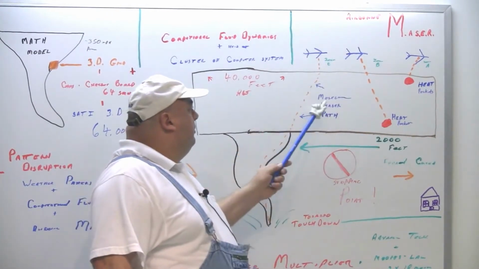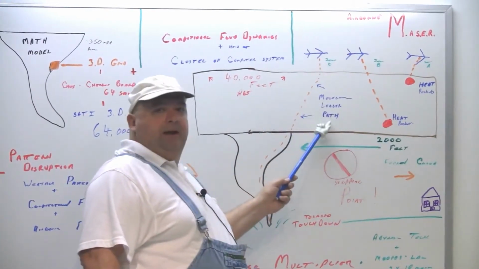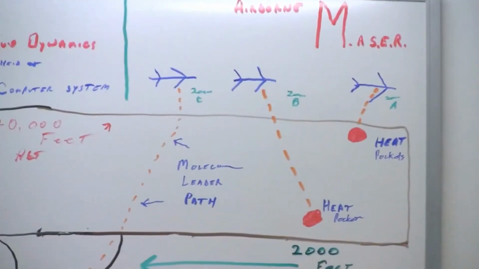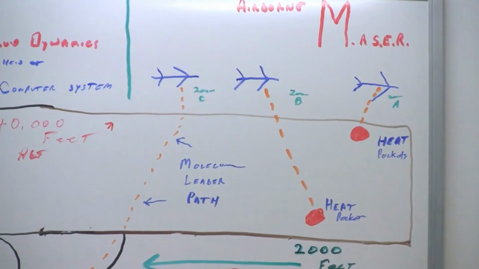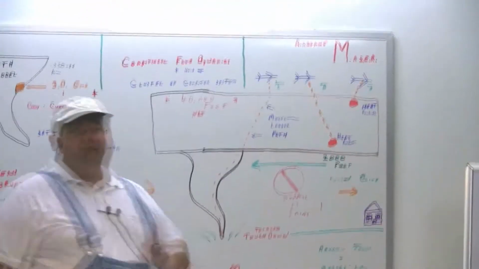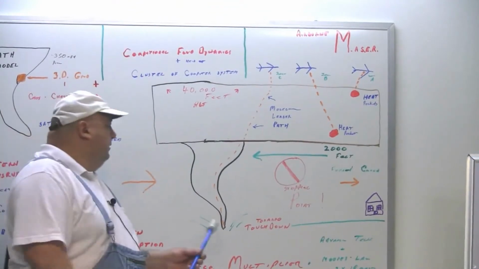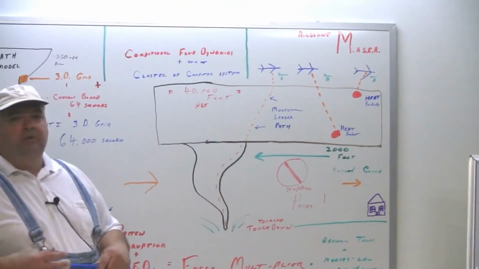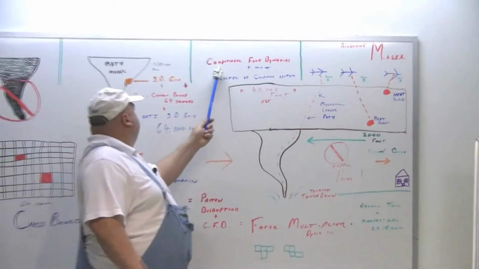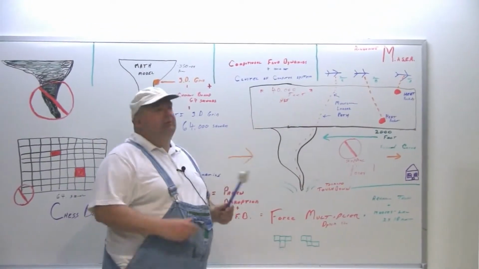The third one is what we call a molecule leader path. I will not get into that, but think of a continuity, a straight line from this point all the way down to where it would touch the ground. The key word is it would touch the ground, right here. With the combination of those three, we will use computational fluid dynamics.